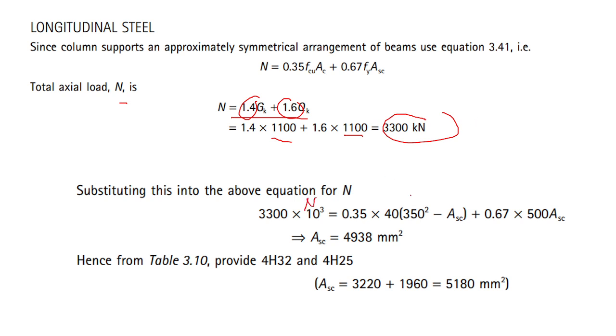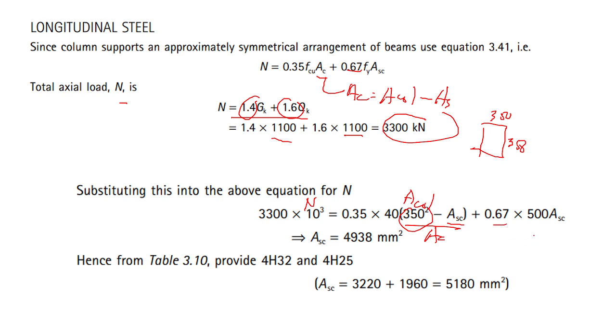This is kilonewton. This is the area of your column, which is, for example, 350 by 350. So this part is the area of concrete, which is equal to the area of column minus the area of steel. That's why you have here this area of steel. And then you have 0.67. You just have to substitute. And then you have FY 500. Let's say you use 500. So you can compute the area of the steel bar. From here, the requirement is 4938.